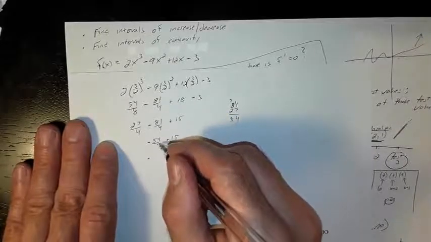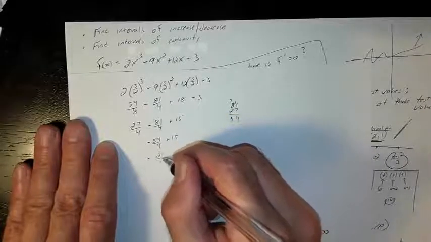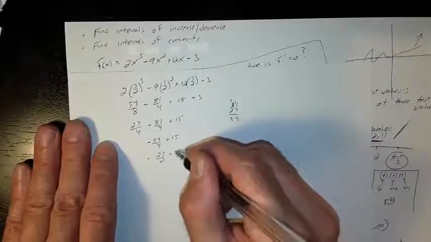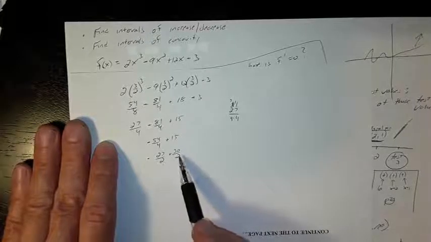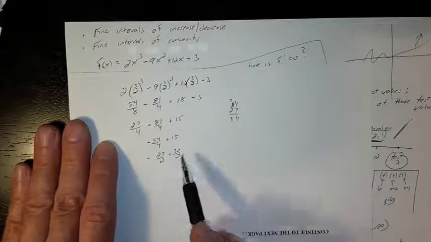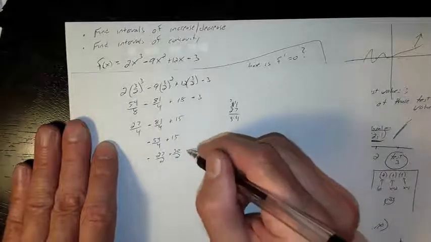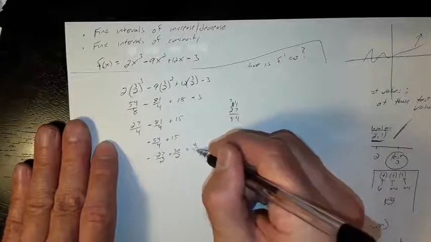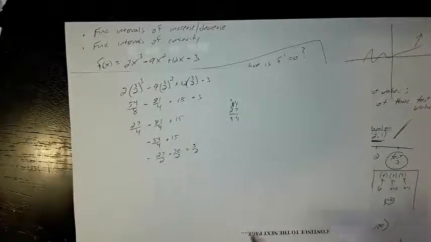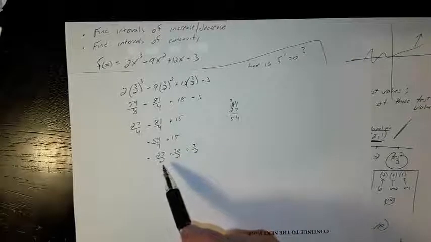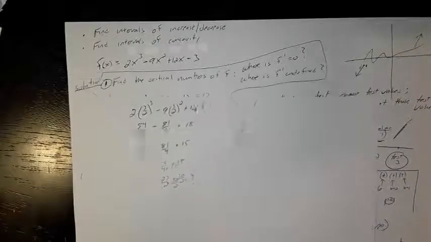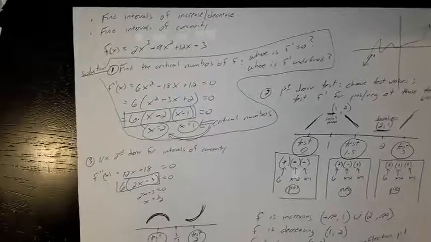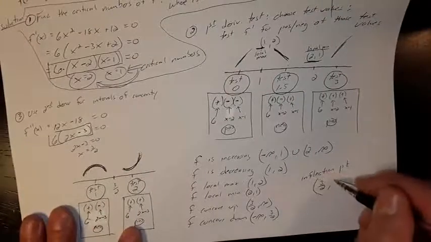This is negative 27/2 plus 30/2, right? So this is 30 minus 27, which is 3, so 3/2. It's just a coincidence that the y value is equal to the x value here. The y value here is 3/2. So this inflection point is at 3/2 comma 3/2.